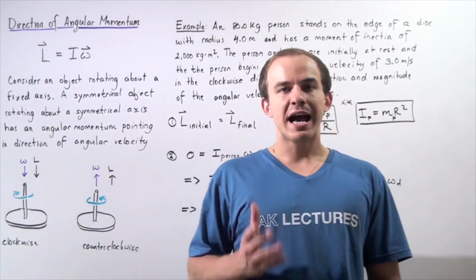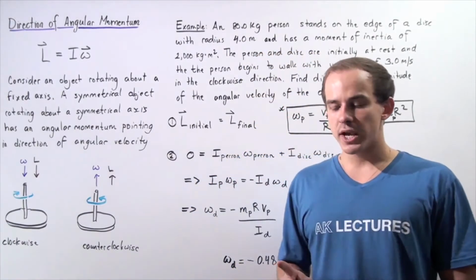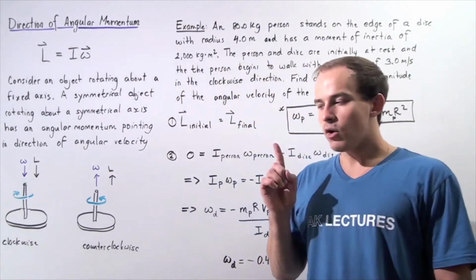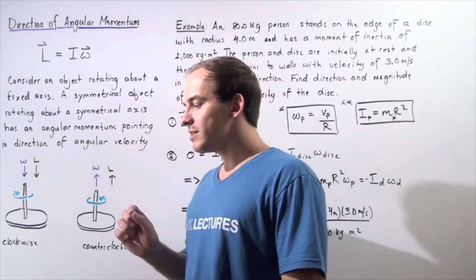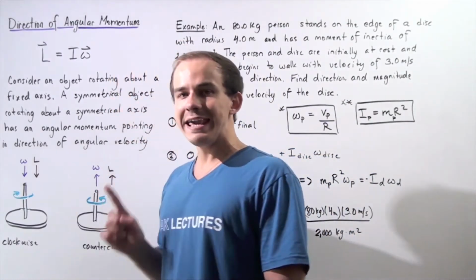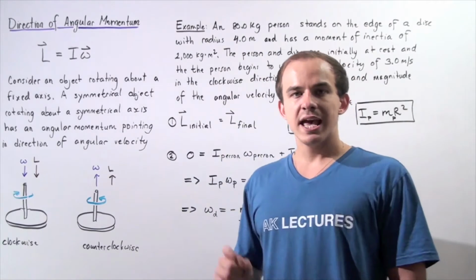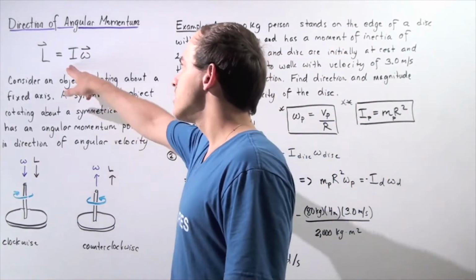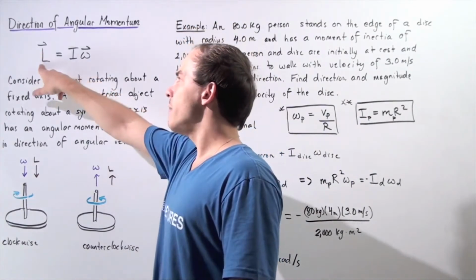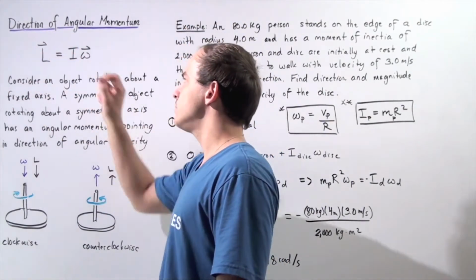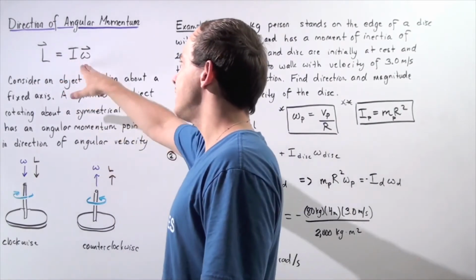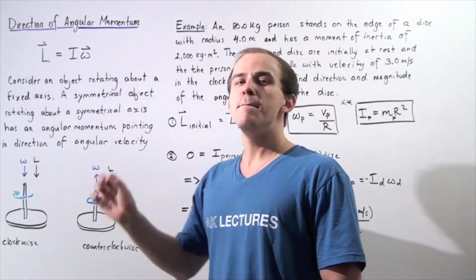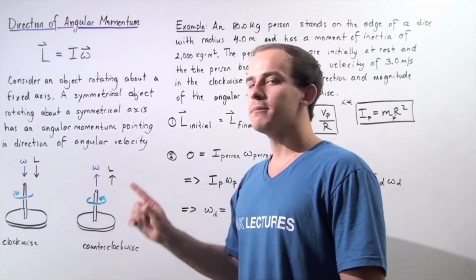Let's suppose that we have a rotating symmetrical object that is rotating about a symmetrical fixed axis. Earlier we said that if we want to calculate the magnitude of angular momentum of the object and the object's moment of inertia is constant, we can use the following equation. The angular momentum of that object is equal to the product of the moment of inertia and the angular velocity of our object. This equation gives us the magnitude of the angular momentum vector.